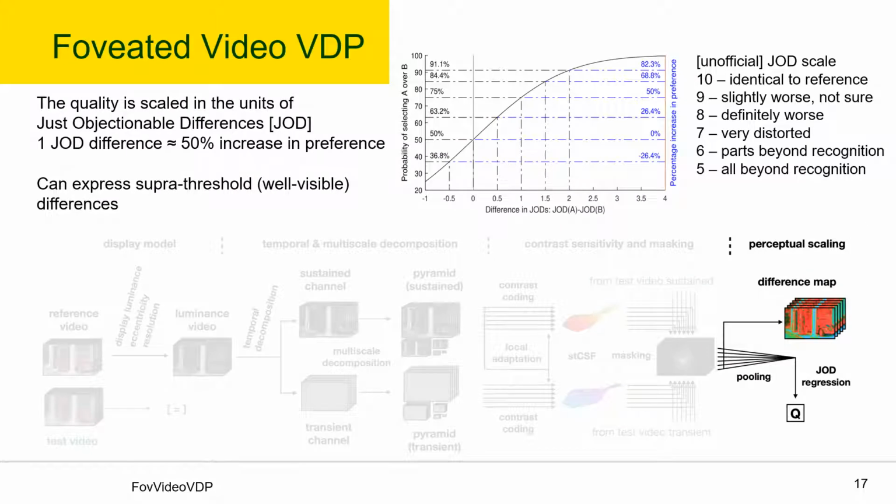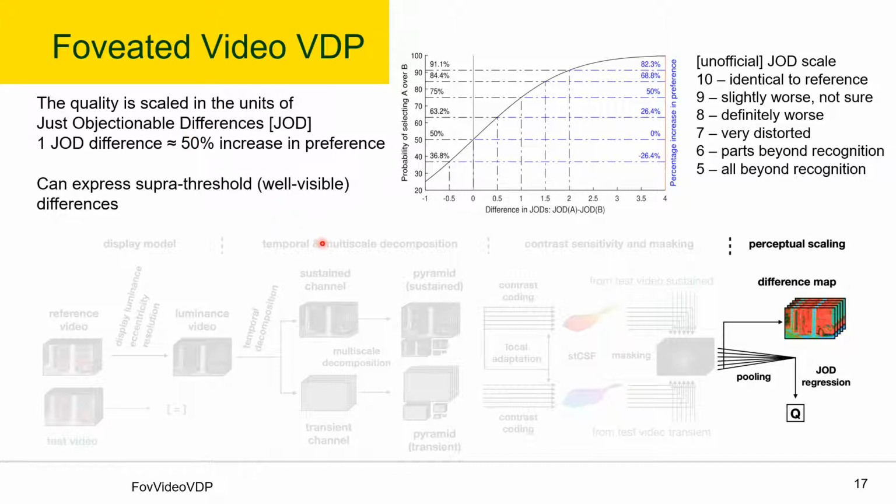The final stage of our metric is perceptual scaling. First, we need to pool the visual differences from all spatial and temporal bands into a single visual difference value. And then we use our datasets to scale this value into the units of just objectionable differences, or we call them JODs.